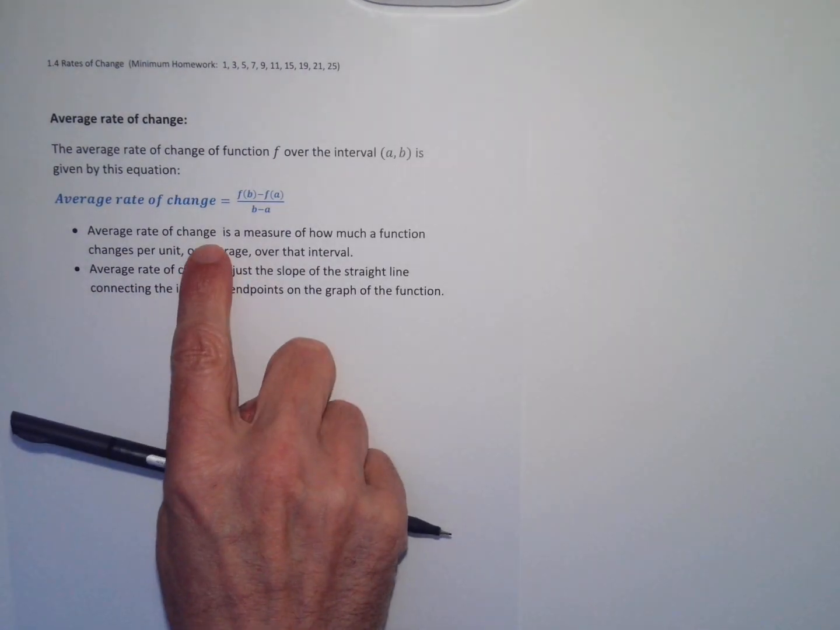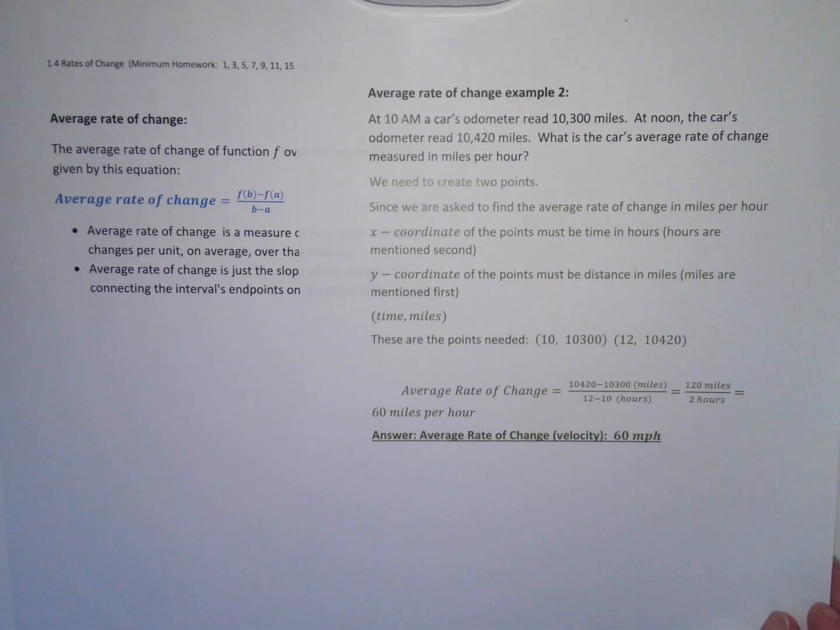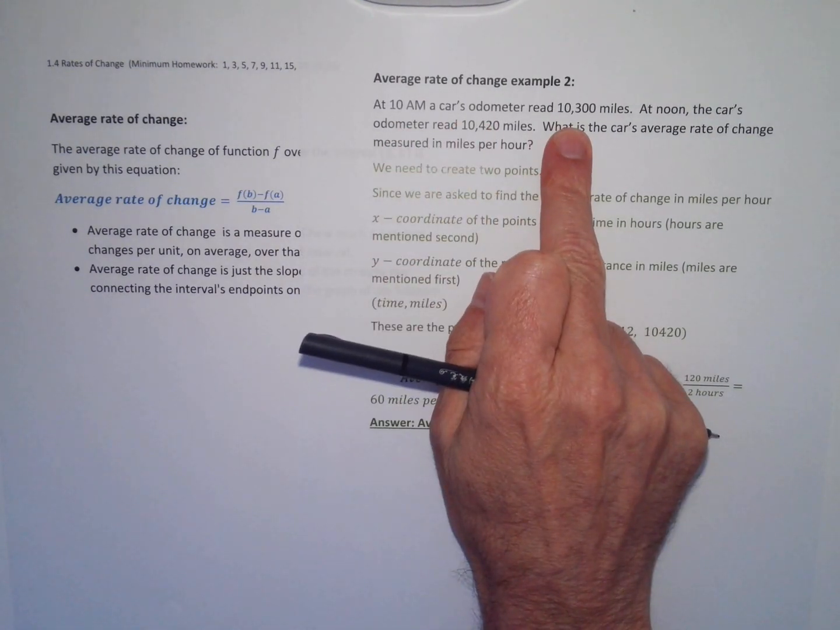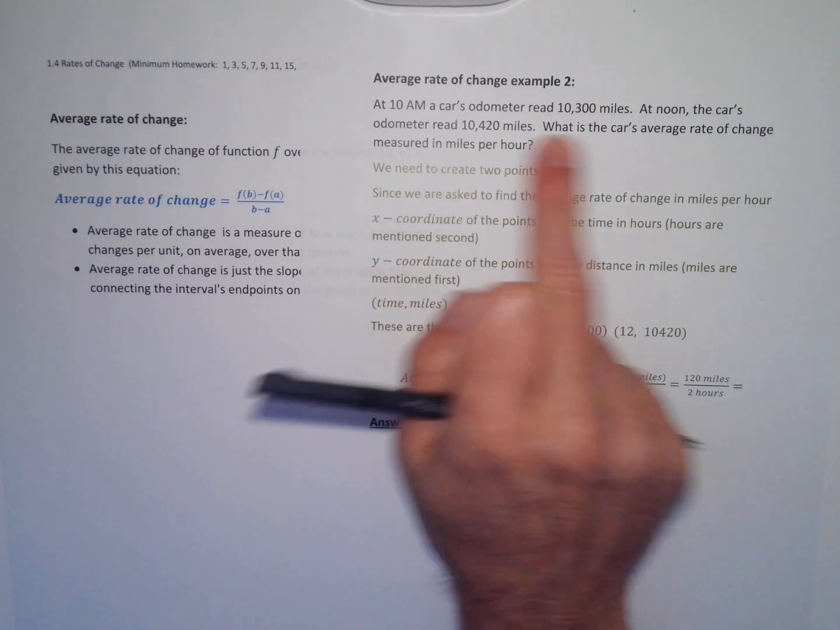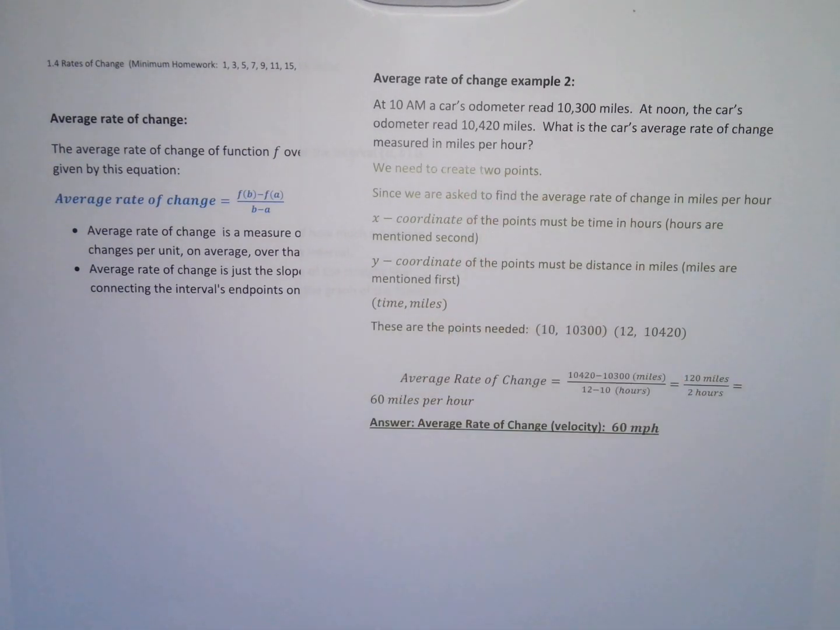This is mangled English, so let me try to show you in a word problem what an average rate of change is and how we can attach units to it, doing a very simple example. At 10 a.m., a car's odometer read 10,300 miles. At noon, that same car's odometer read 10,420 miles. What is the car's average rate of change measured in miles per hour? Well, I don't have a function to deal with, but the average rate of change is just the slope of a line that connects 2 points. In a word problem, I have to decide where the x's and the y's need to be.